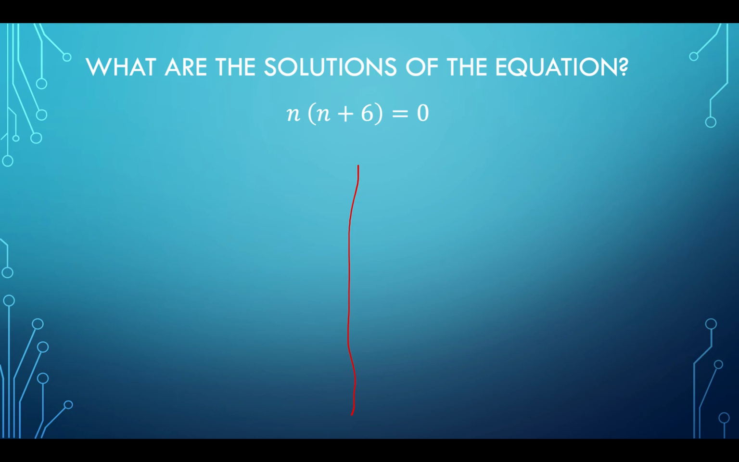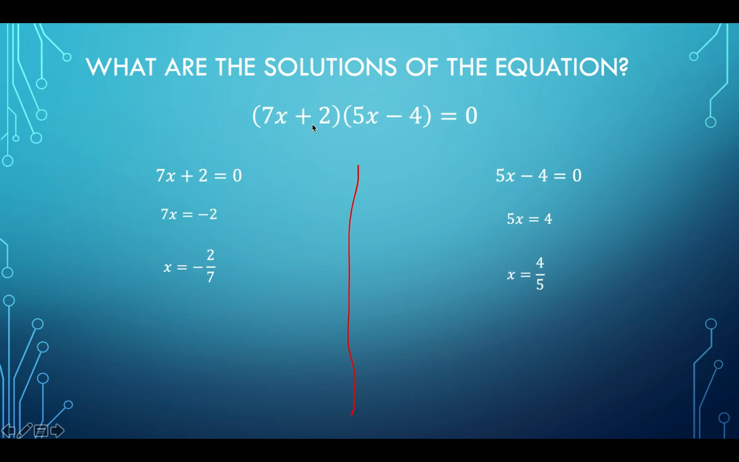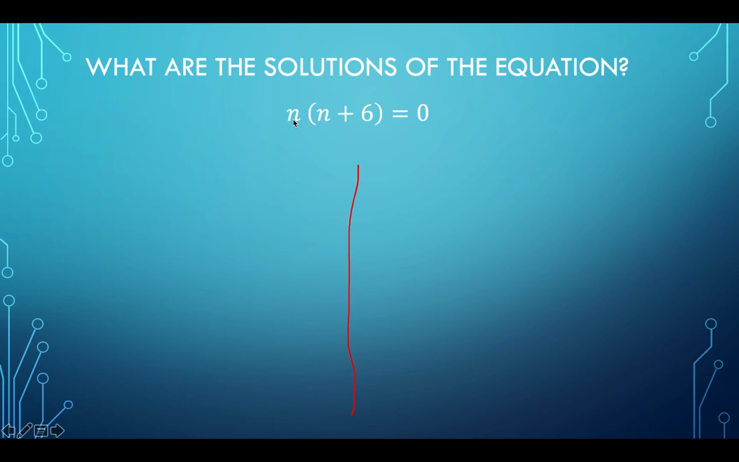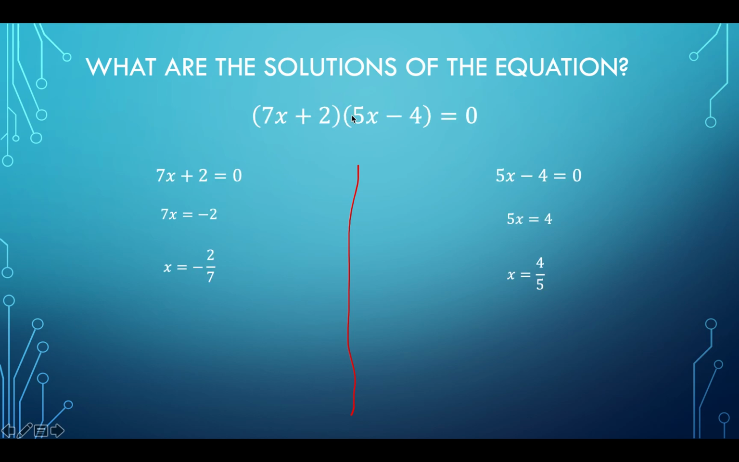So what are the solutions of the equations? n times n plus 6 is equal to 0. Now I know in this last problem we had a monomial here, and then here we just have what? Just an n. Same thing, you're not going to take this and distribute the n over here to each of these terms, and same thing with these problems. You're not going to go ahead and FOIL them.